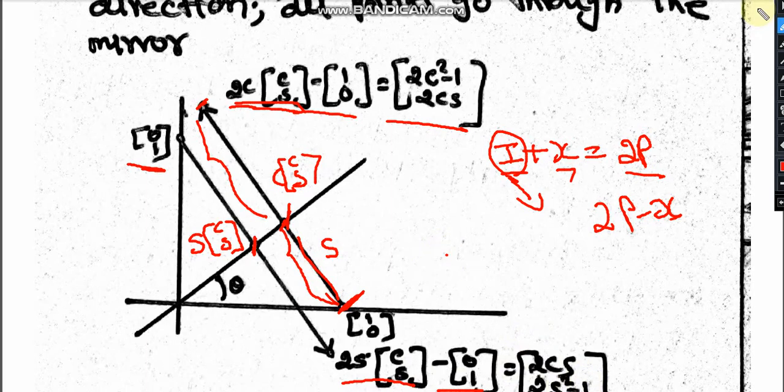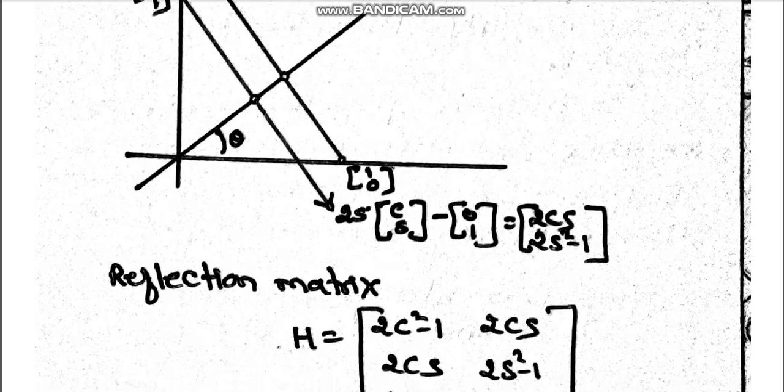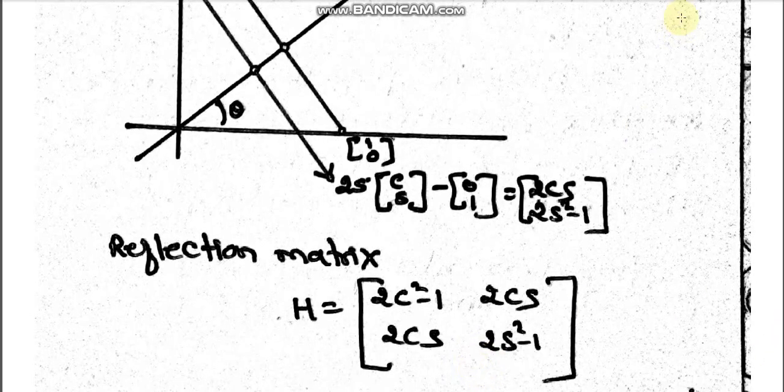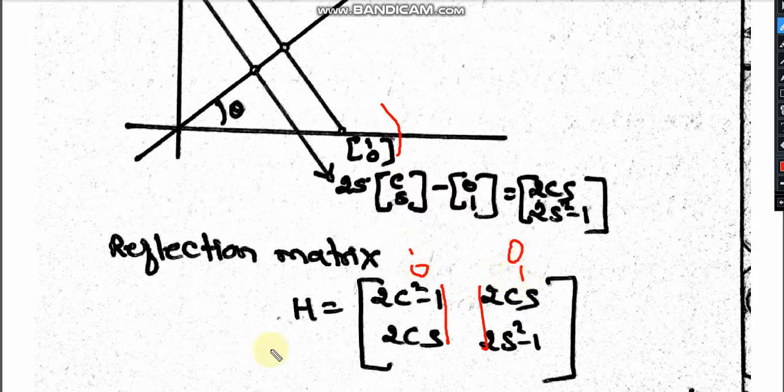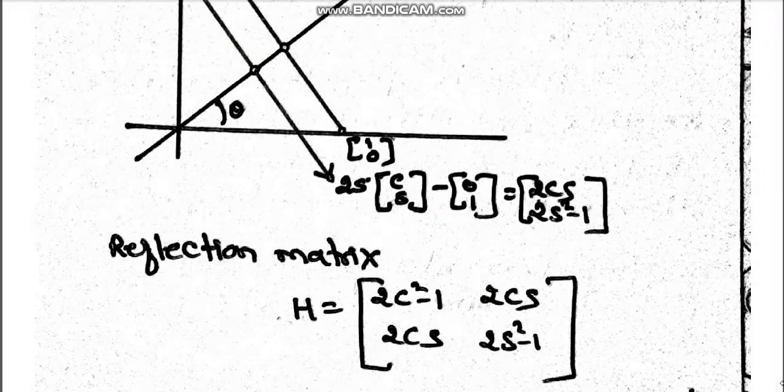So your reflection matrix, when projected on any theta line, has columns (2c² minus 1, 2cs) and (2cs, 2s² minus 1). One column is for (1, 0) and the other is for (0, 1). This can be understood when you study the projection first, and then you can look into this and understand it better.